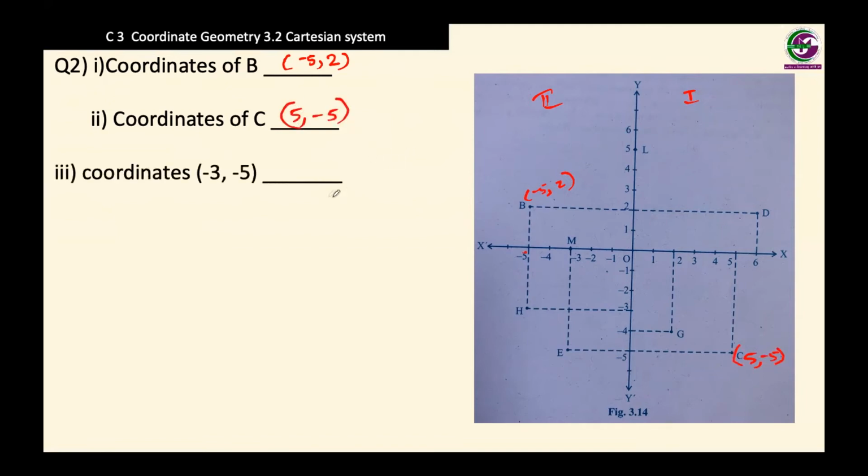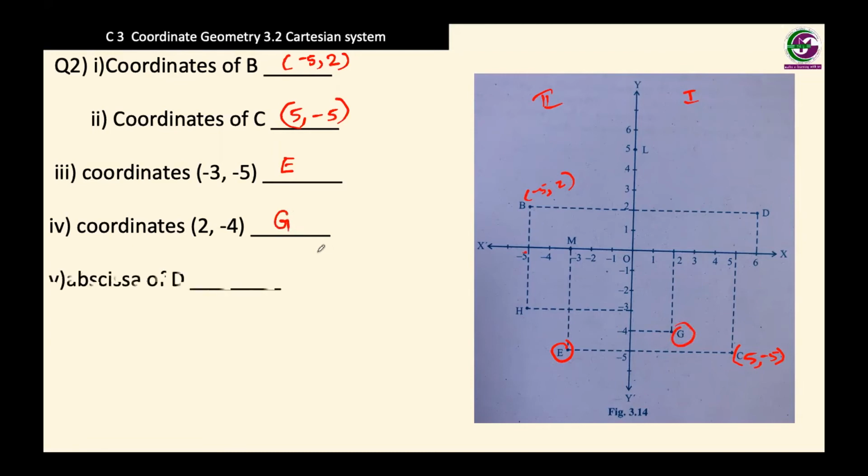Perfect. Now question 3. Both are negative, so it is in the third quadrant. -3, -5. Which letter is it? Letter E. Great. Coordinates representing 2, -4. +2, -4. So it is letter G.